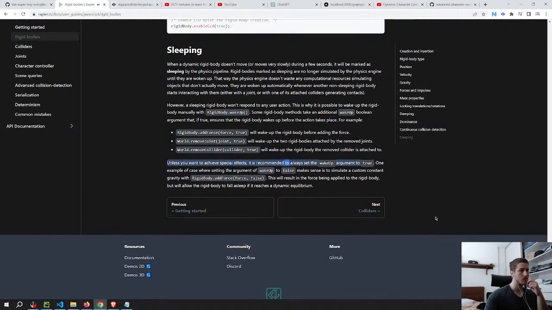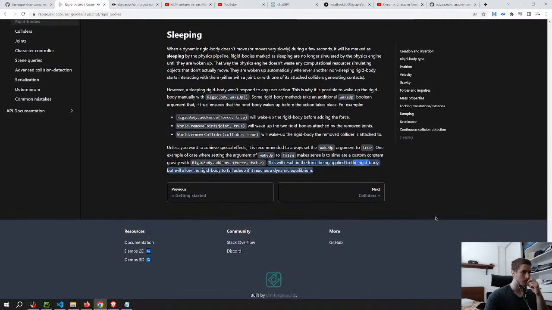Unless you want to achieve special effects, it's recommended to always set the wake up argument to true. One example of a case where setting the wake up argument to false makes sense is to simulate a custom constant gravity with rigid body dot add force false. This will result in the force being applied to the rigid body, but will allow the rigid body to fall asleep if it reaches dynamic equilibrium.